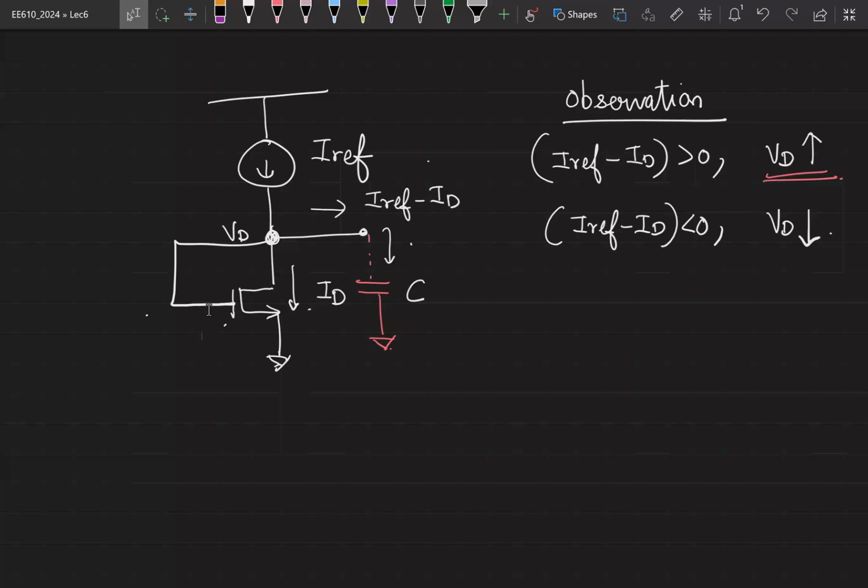Now, if your ID was larger than IREF, which means your drain potential is now going to reduce, and your gate potential is reducing. Therefore, the gate to source voltage is reducing, which means the ID value is now also going to reduce. And it will keep reducing till IREF becomes equal to ID. So now this is a closed loop system and this has a negative feedback.